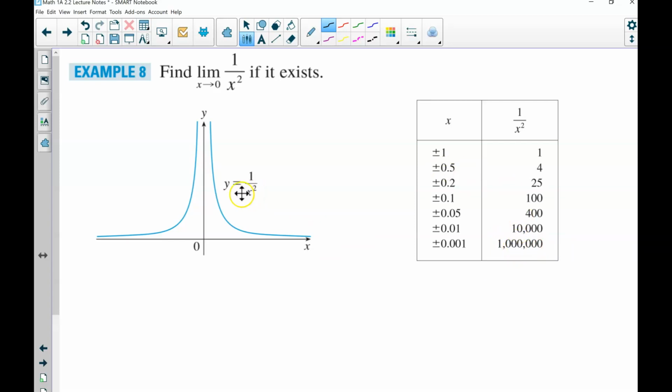Now, in fact, it appears from the graph of the function f of x equals 1 over x squared, shown in this figure, that the values of f of x can be made arbitrarily large by taking x close enough to 0. Thus, the values of f of x do not approach a number. So therefore, the limit does not exist. So we would say that the limit as x approaches 0 of this function, 1 over x squared, does not exist.